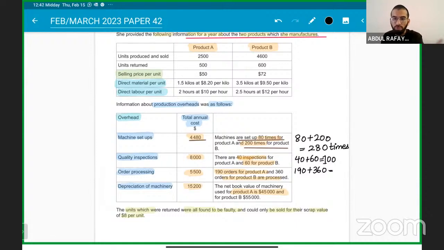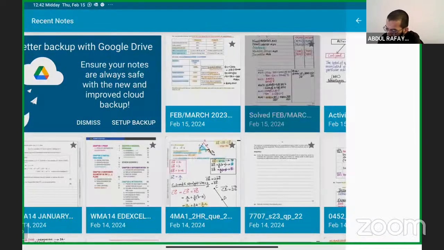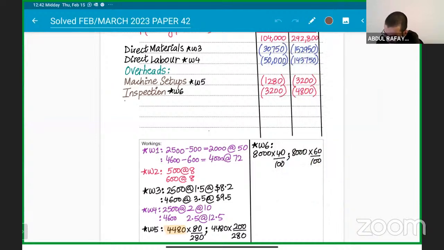Product B के ज़्यादा orders processed हो रहे हैं as compared to product A. The total is 550 orders: 190 plus 360. Similarly, total net book value is 45,000 plus 55,000, that is 100,000 for the machinery. So we can split the cost of the depreciation of machinery as overheads as well. So let's work out: 5,500 is the order processing cost. Let's write it down here that now we are dealing with order processing cost.